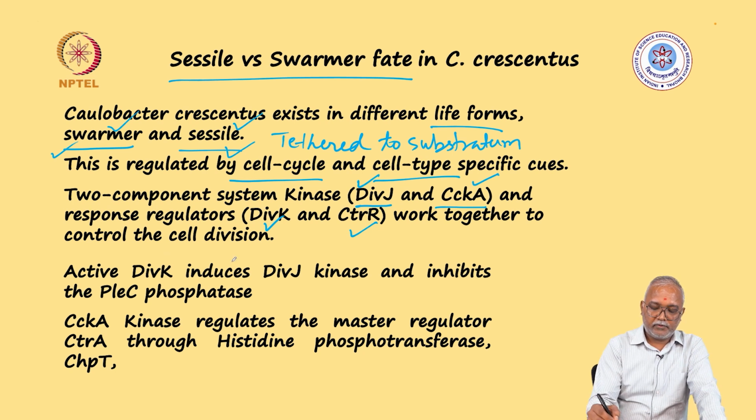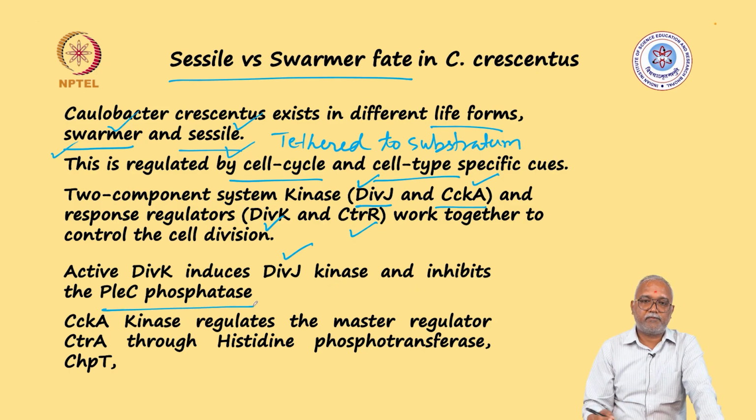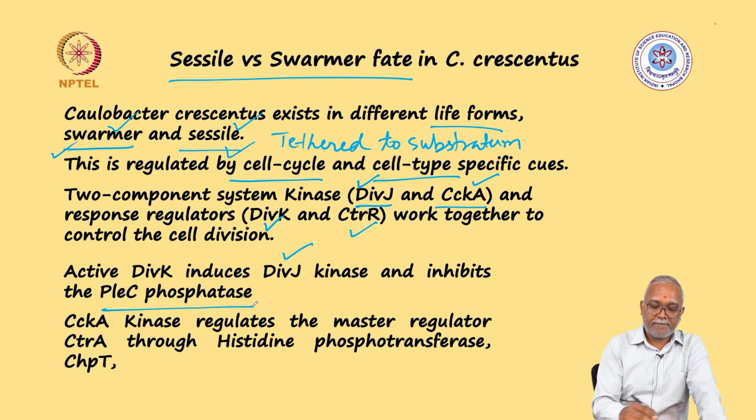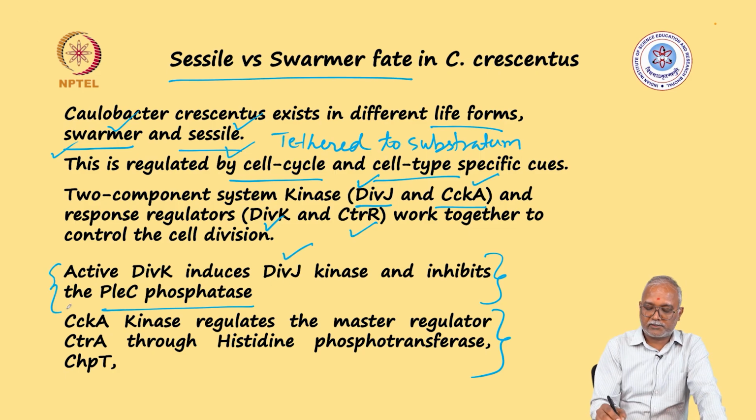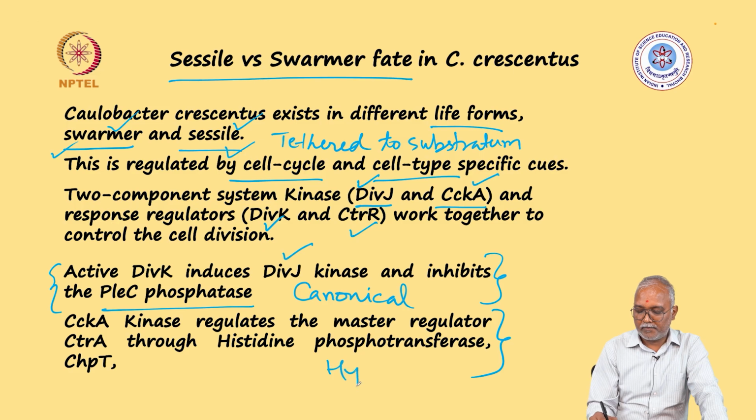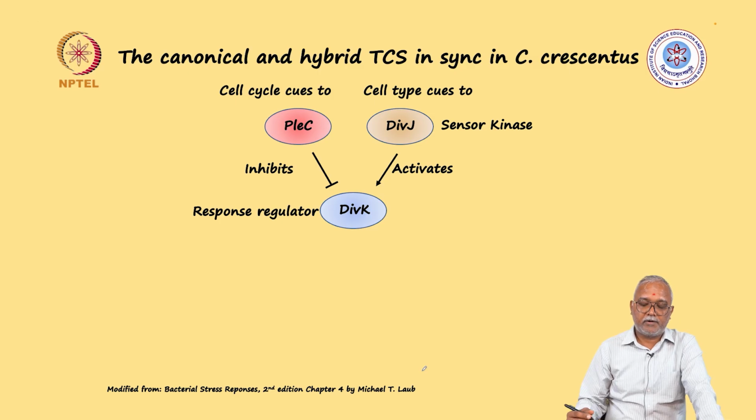Active DivK induces DivJ and inhibits the phosphatase activity. We will see in the coming slide. So basically, you will have one component system which will be ensuring that the bacteria is dividing or cell cycle genes are regulated, and the other which will be regulating the cell fate. And we will realize that one of the two component systems is the canonical type and the other one is hybrid type. So let's see these components, how they come into picture.